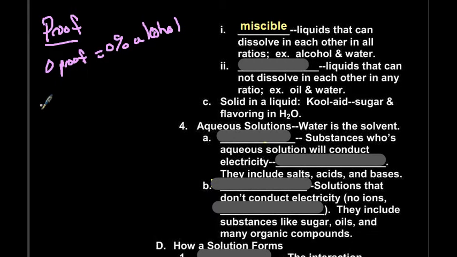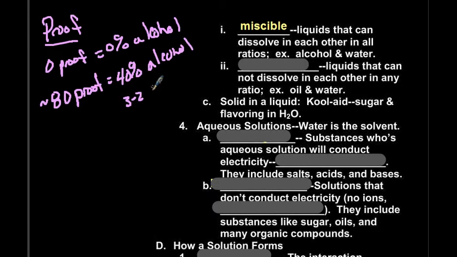Most hard liquors are about 80 proof. Let's write this correctly, Mr. Allen. 80 proof. And that is about 40% alcohol, or it is a 3-to-2 ratio of H2O to alcohol. There's over-the-counter stuff here in California.